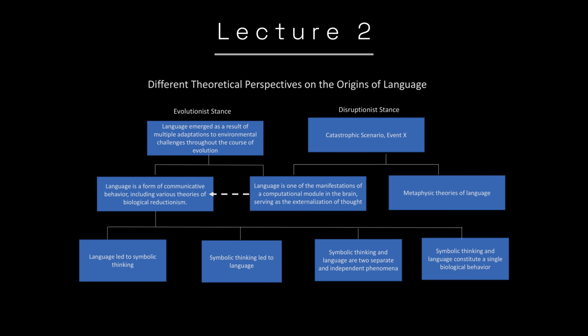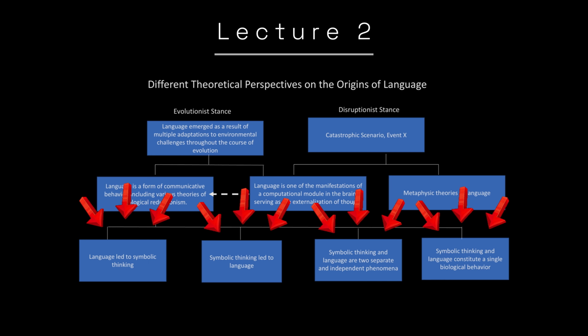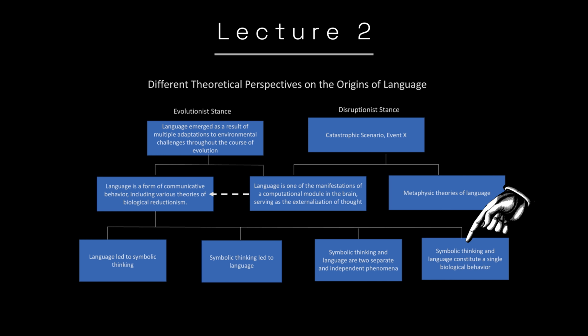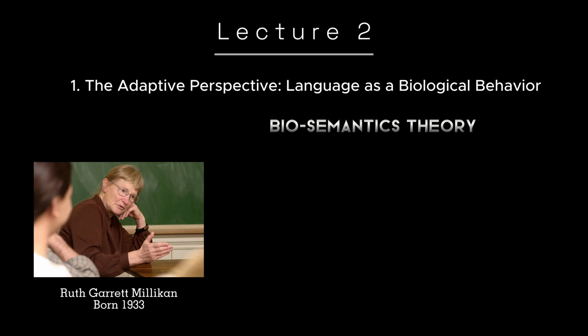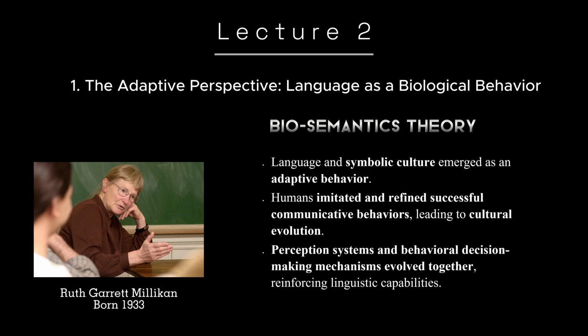The direction of our inquiry depends on the theoretical position we adopt within our framework. Let us examine the 4 primary perspectives. This school of thought proposes that symbolic thinking and language are 2 aspects of the same biological behavior. Proponents of this view, such as Ruth Millikan in her biosemantics theory, argue that: a. Language and symbolic culture emerged as an adaptive behavior. b. Humans imitated and refined successful communicative behaviors, leading to cultural evolution. c. Perception systems and behavioral decision-making mechanisms evolved together, reinforcing linguistic capabilities.